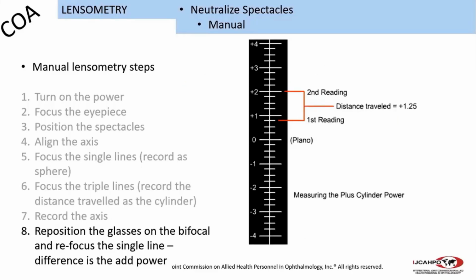Reposition the glasses on the bifocal and refocus the single line. The difference is the add power. So looking at our example on the right, from our first reading to our second reading, our first reading of +0.75, our second reading of +2.00 with our bifocal positioned in place, the distance traveled is +1.25.